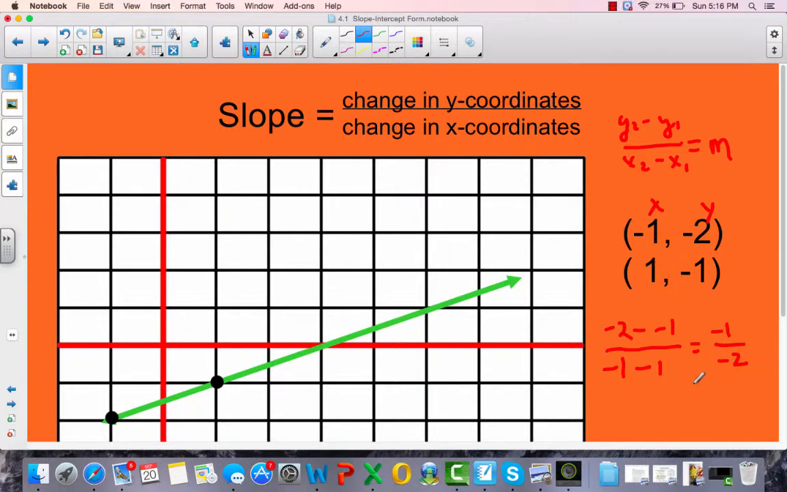And when we simplify that, we get 1/2, which is the same answer that we got on the previous one by counting. Now you're going, it was so much simpler to count, why should I worry about doing this formula? Well, it's not always going to be so simple to count. So you have to have the formula to do it on the times when it's not so simple.